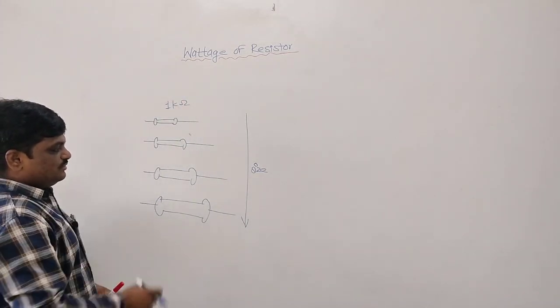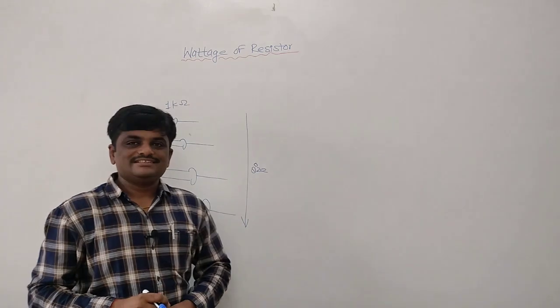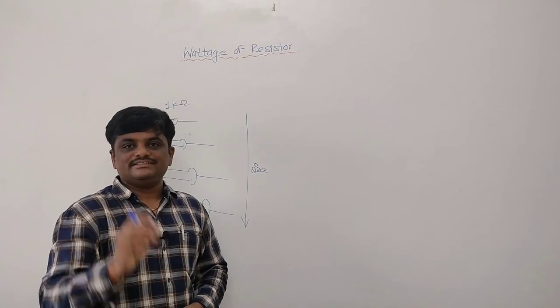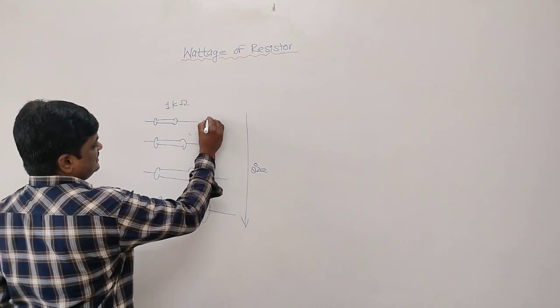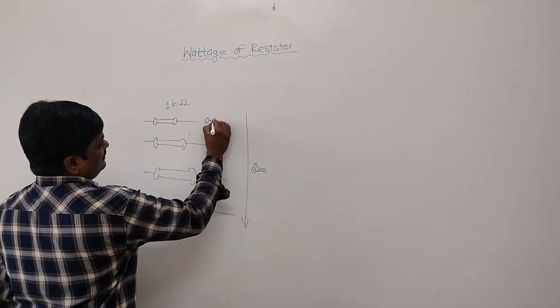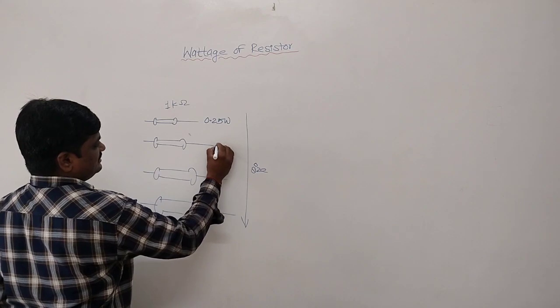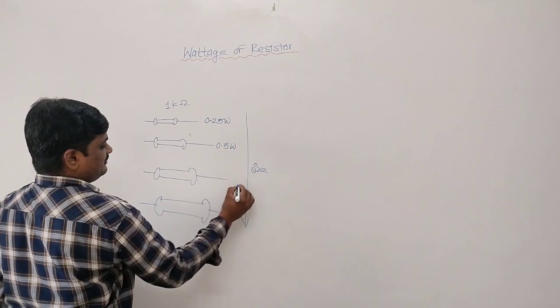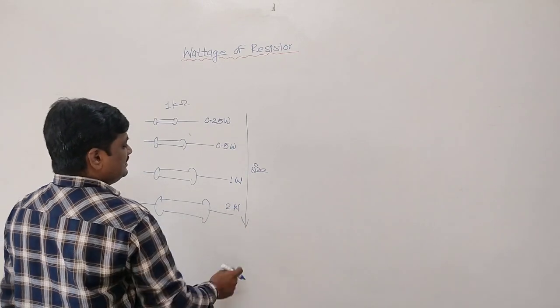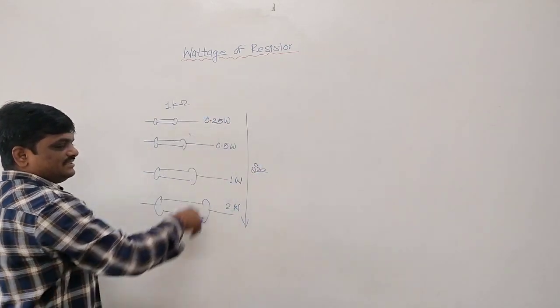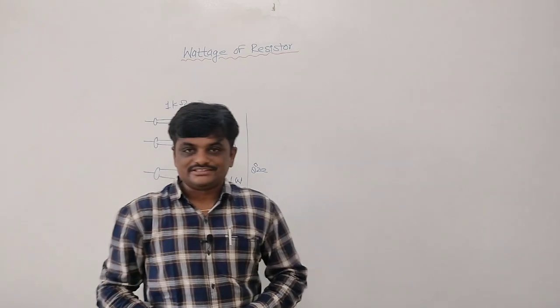So what is the significance of size? This size is related to the power handling capacity or wattage of the resistor. If the first resistor is say 0.25 watt, then the second resistor say 0.5 watt, third resistor say 1 watt, fourth resistor say 2 watt. So with increase in the size of the resistor, its power handling capacity increases.